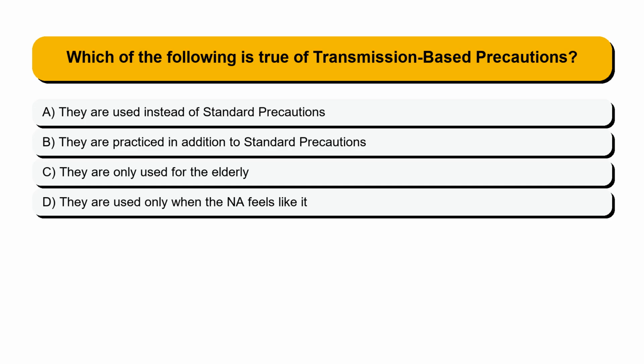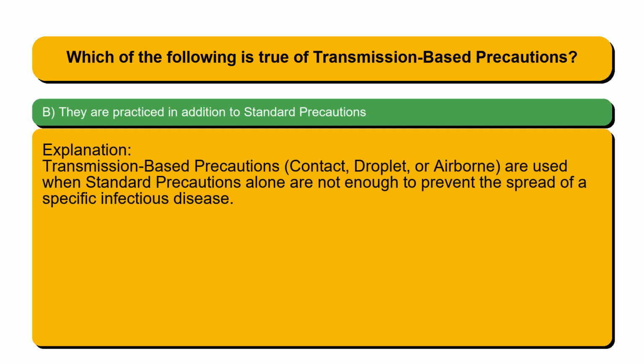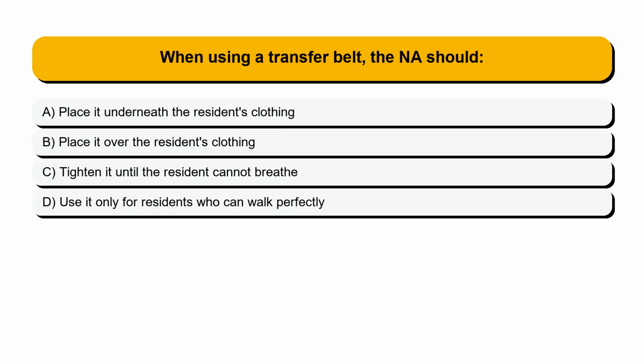Question 65. Which of the following is true of transmission-based precautions? Option A, they are used instead of standard precautions. Option B, they are practiced in addition to standard precautions. Option C, they are only used for the elderly. Option D, they are used only when the NA feels like it. The correct answer is option B, they are practiced in addition to standard precautions. Transmission-based precautions, contact, droplet, or airborne, are used when standard precautions alone are not enough to prevent the spread of a specific infectious disease.